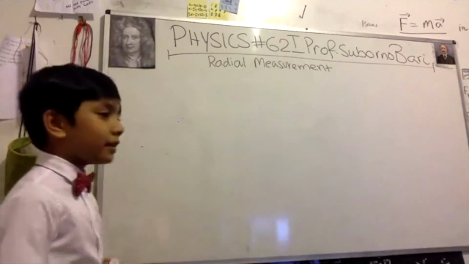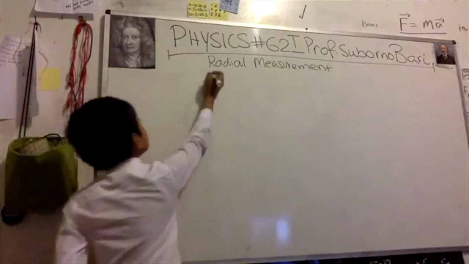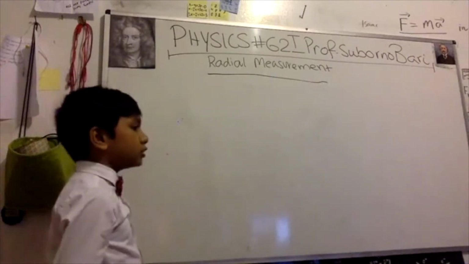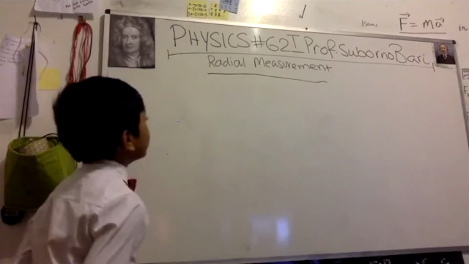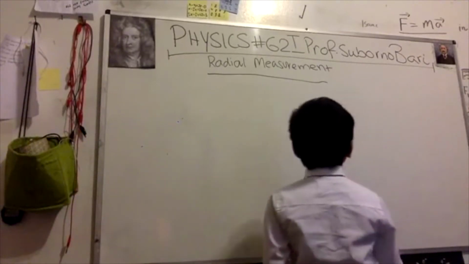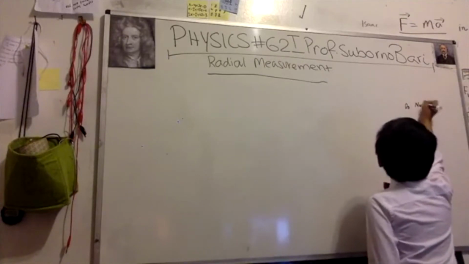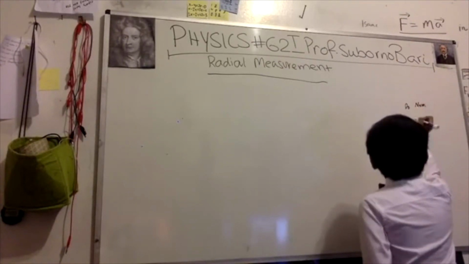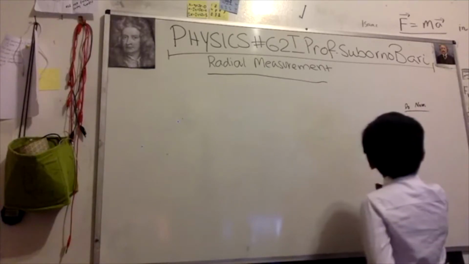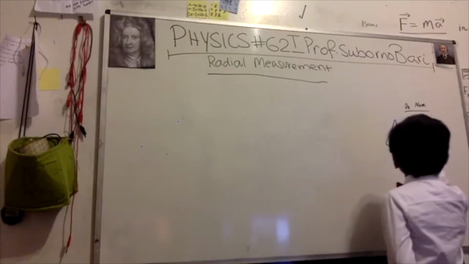Hello everybody, my name is Professor Suborno Isaac Bari, and today we're going to start the unit of rotational motion, starting with radial measurement. So we will start with the Do Now. For the Do Now, let's say you have two slices of a different circle.